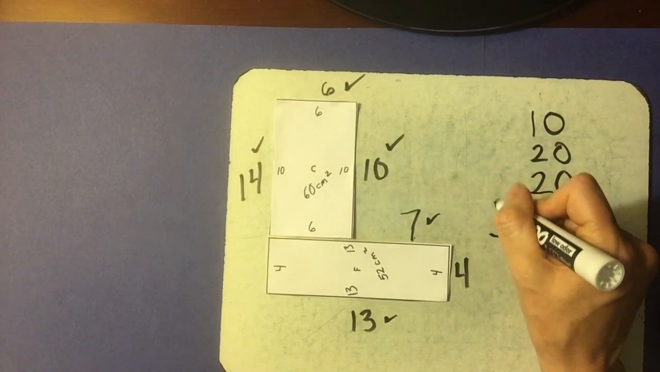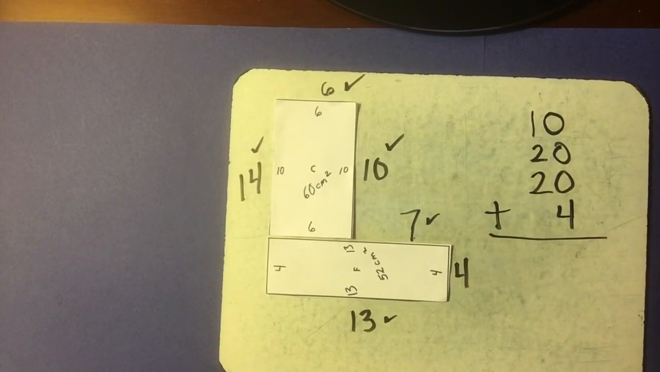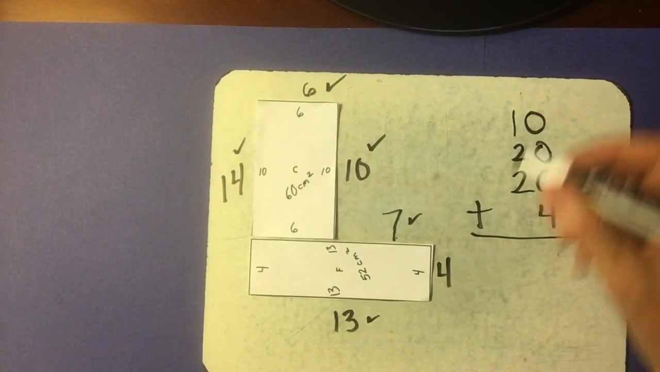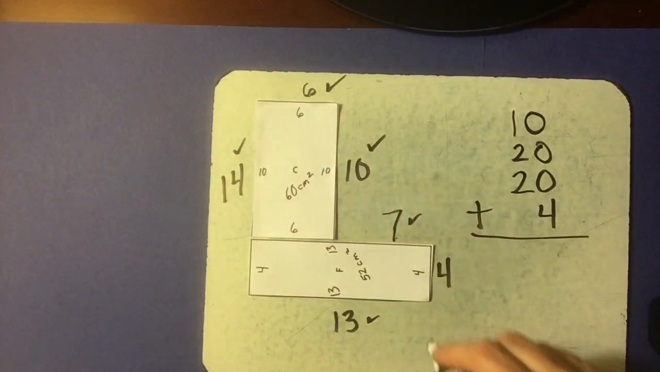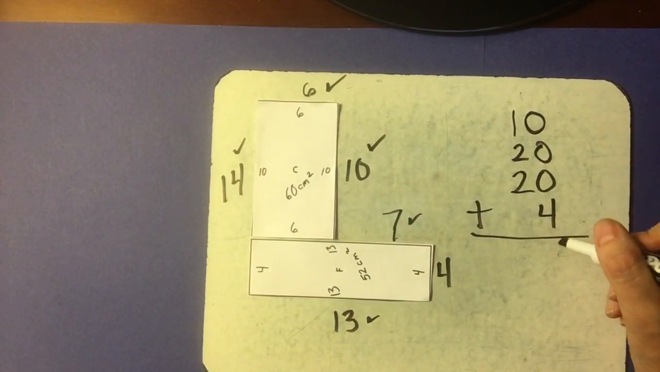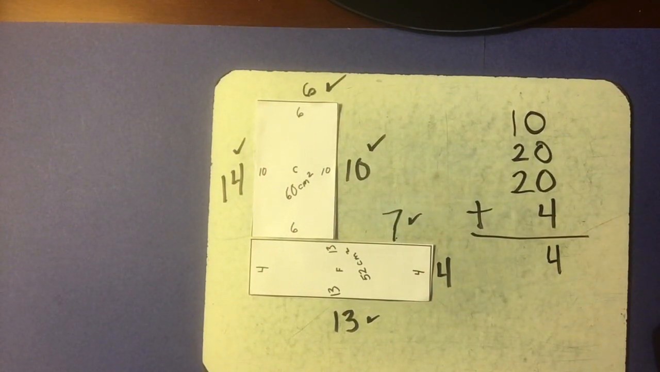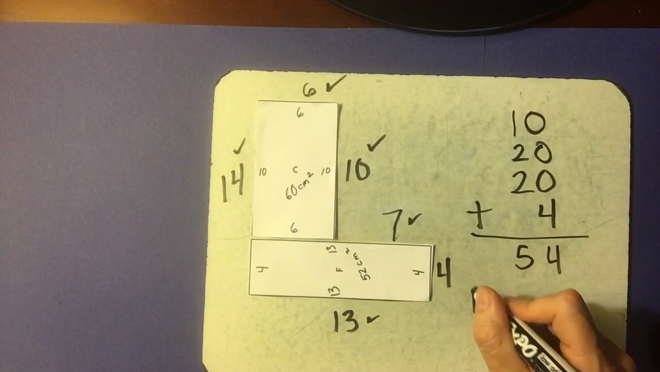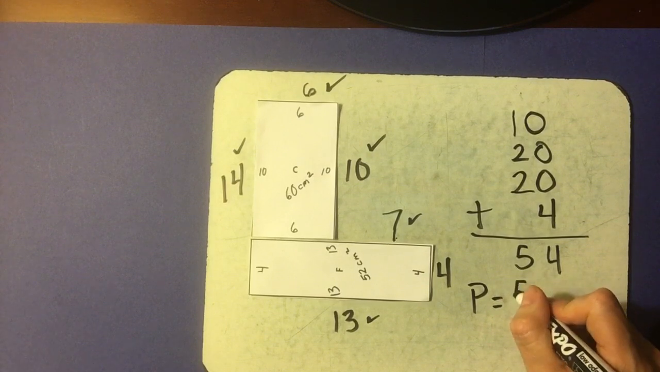So now I'm going to add all of this up. Look how easy my addition problem is now. Isn't that awesome? I don't have to worry about all of these numbers. I can just kind of combine them. So 4, and then 2 plus 2 plus 1 is 5. So my perimeter here is 54 centimeters.